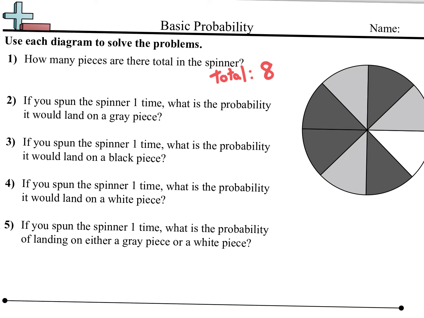It's the bottom number of your probability fraction. So any one of these questions with regards to probability, you're going to need that 8 in the denominator of your fraction.